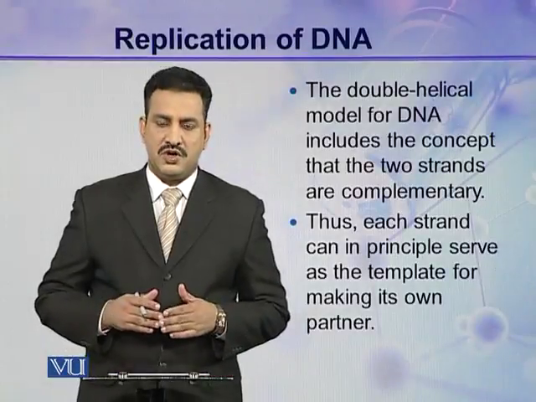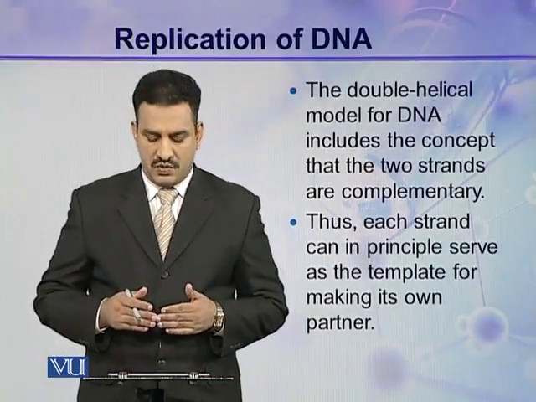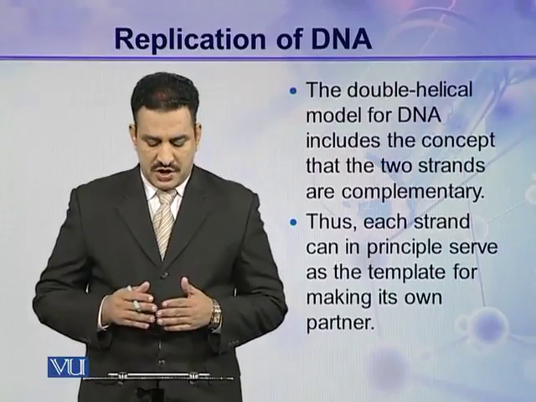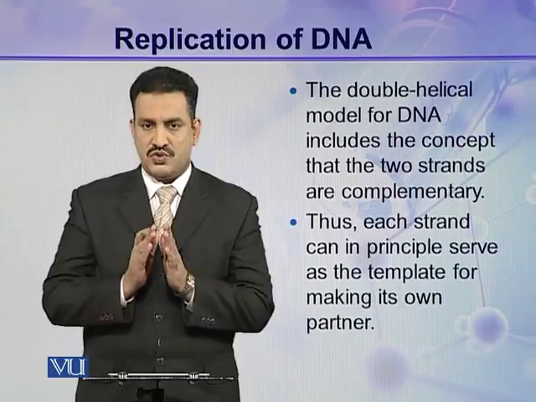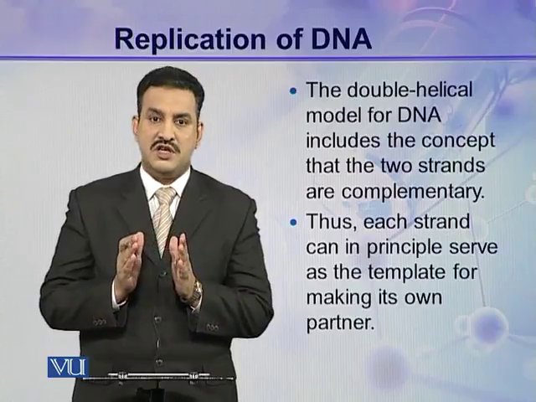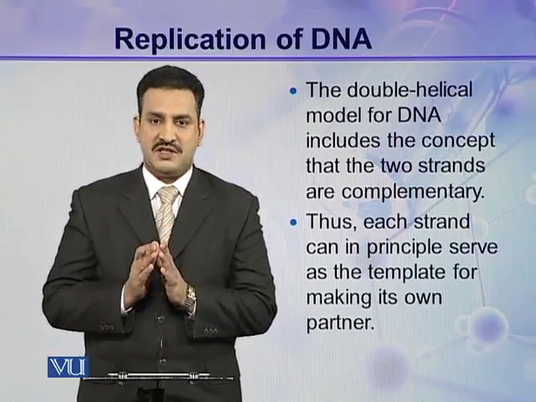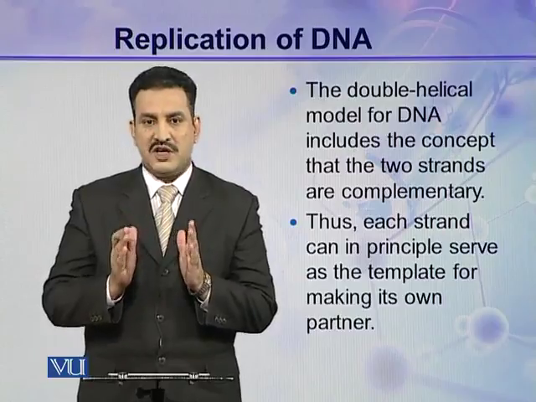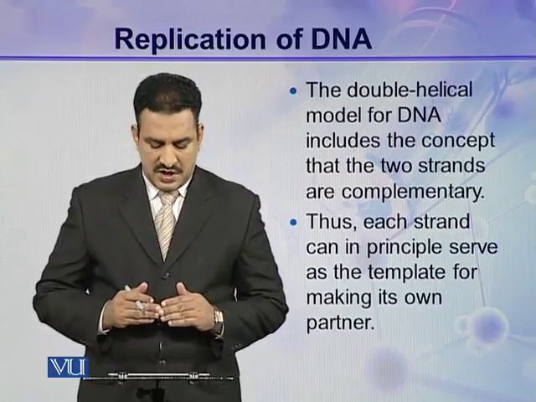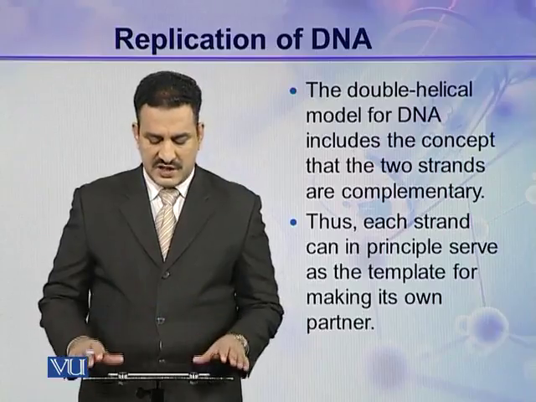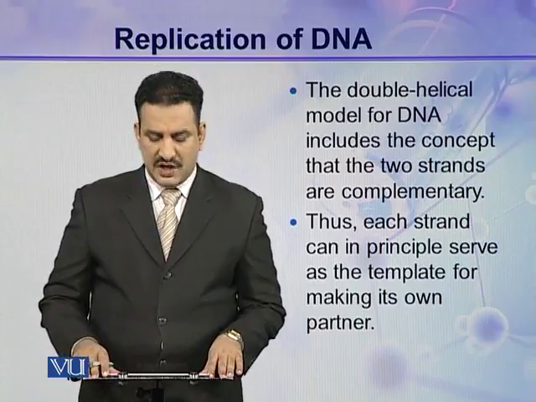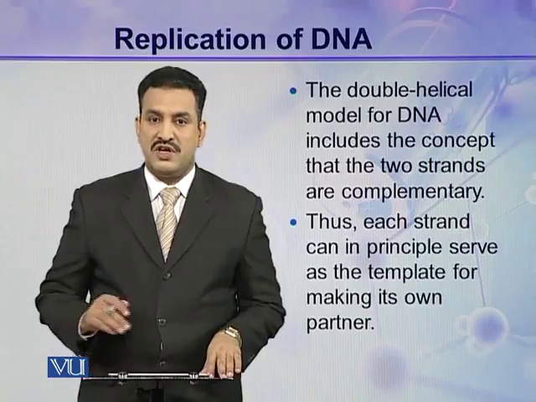The double helical model, which was proposed by Watson and Crick, includes the concept that the two strands are complementary to each other. That is, in a DNA duplex, the two strands are complementary to each other. Thus, each strand in principle serves as the template for making its own partner during replication.